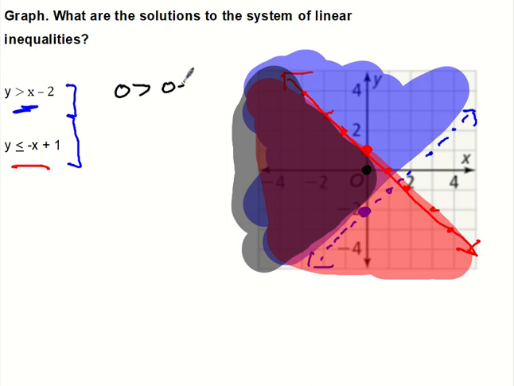0 is greater than 0 minus 2. Is 0 greater than -2? It is. 0 is less than or equal to 0 plus 1. Is 0 less than or equal to 1? It is. This is a solution to this inequality and this inequality, which means this whole section is a solution to both of them. So we shade it nice and lightly with our pencil on both of them, and that overlap, the darker section, those are all the points that are a solution to the system.